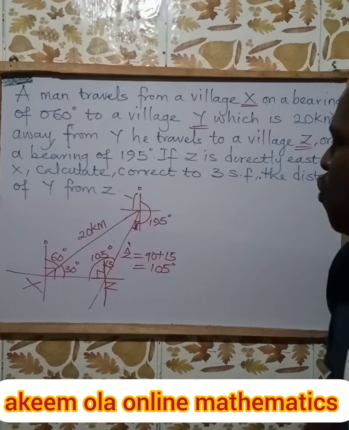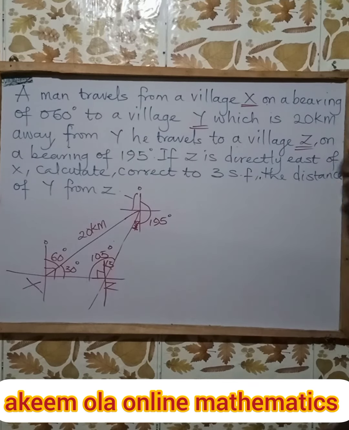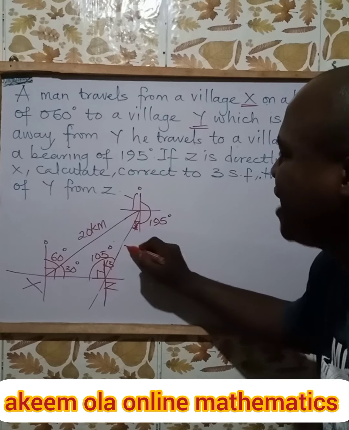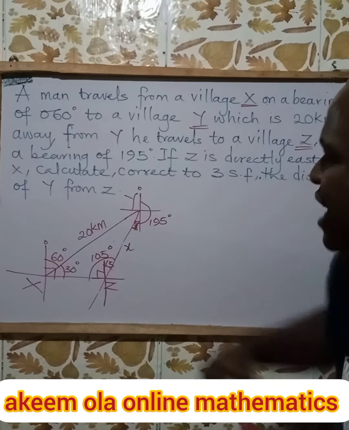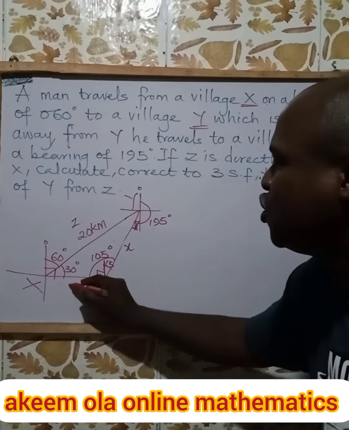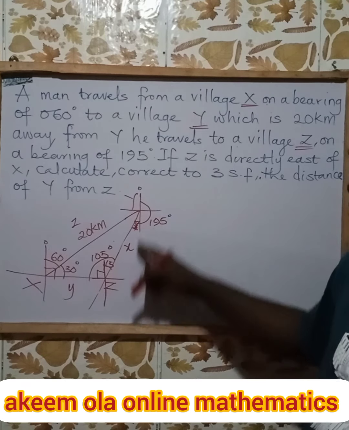And when you are solving questions under bearing, you are going to name them. This is our angle X. The side that is facing angle X is your small letter x, and the side that is facing angle Z here is your small letter z, and the side that is facing this angle Y is your small letter y. So we are looking for YZ.